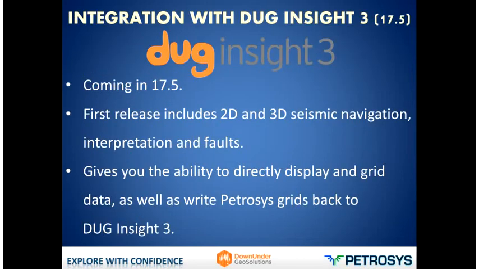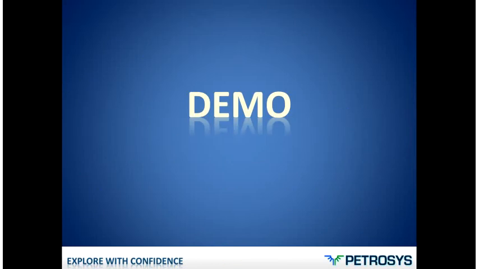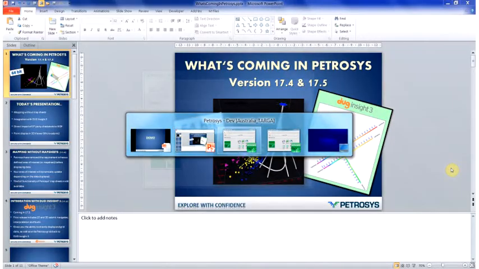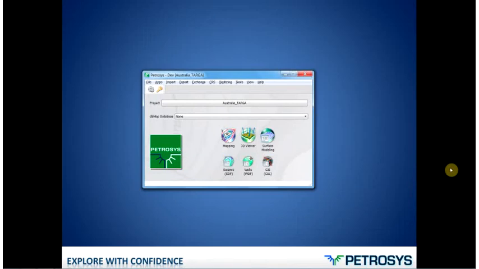The next thing I'll show you in my first demo is the connectivity with Doug Insight 3. This functionality is due out in 17.5. Now the first release is going to include 2D seismic and 3D seismic navigation, seismic interpretation, and the ability to grid with fault data. So the first release will have direct display, direct gridding, as well as the ability to write Petrosys grids back to Doug Insight 3. So we're just going to jump into the software now, and I will show you those 2 features.